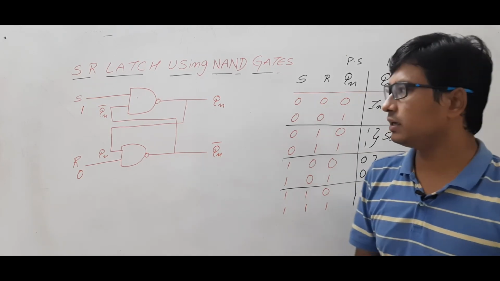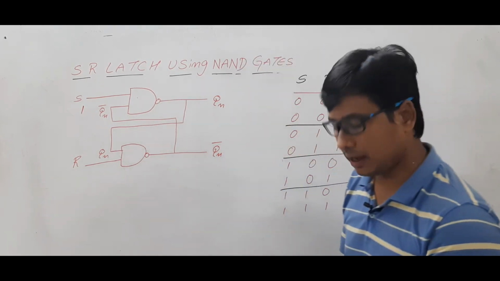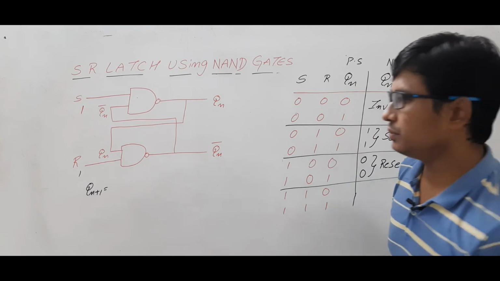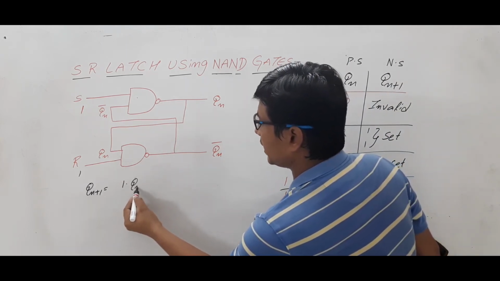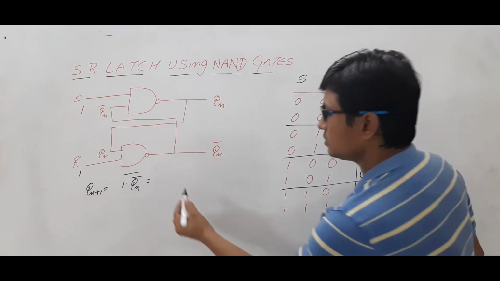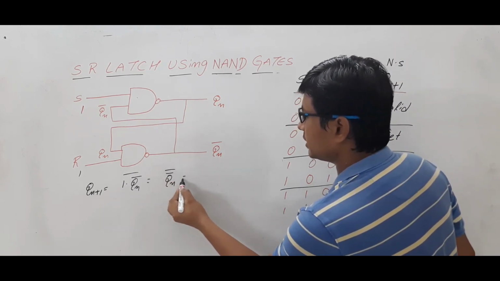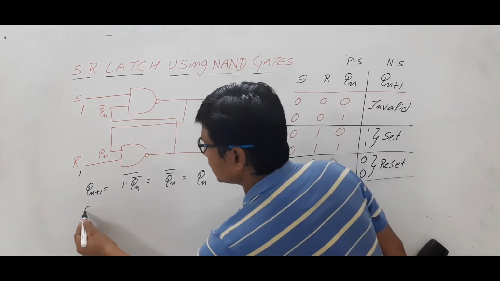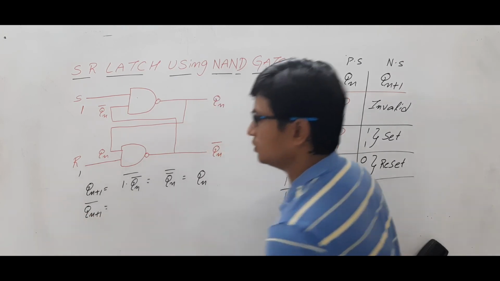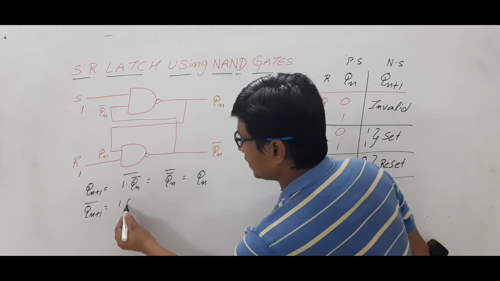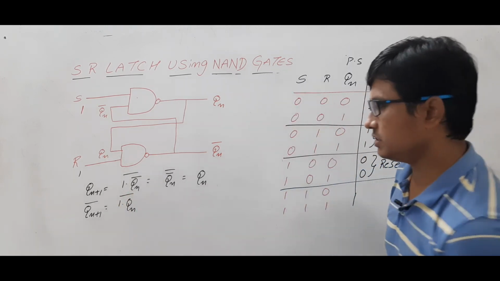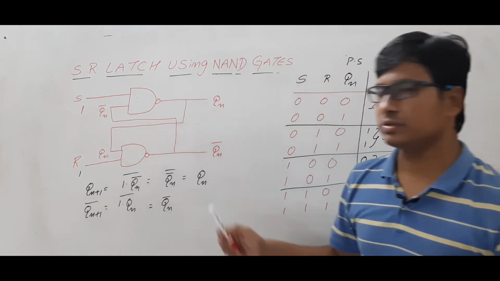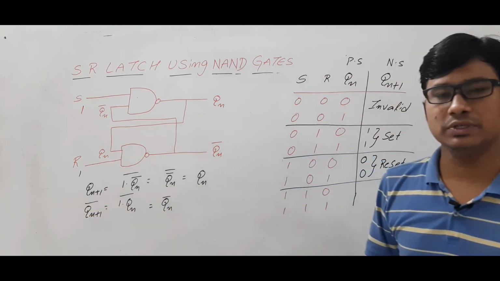Now we will look at S and R values being 1 and 1 respectively. What will happen? Qn+1 is equal to 1 and Qn complement whole complement is equal to Qn. Qn+1 is producing Qn only. Now we will see what Qn+1 complement will produce. It is producing 1 and Qn complement, which is equal to Qn complement.